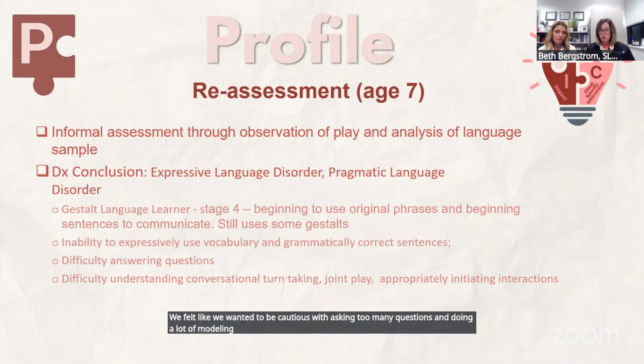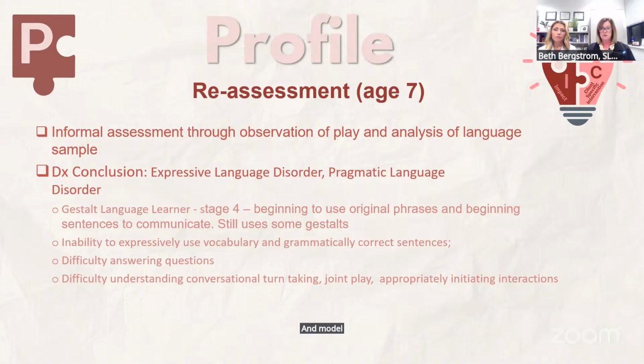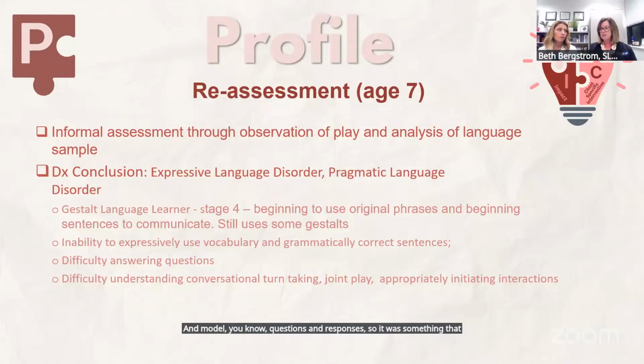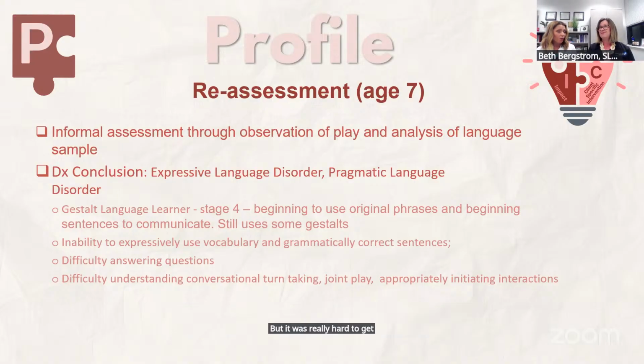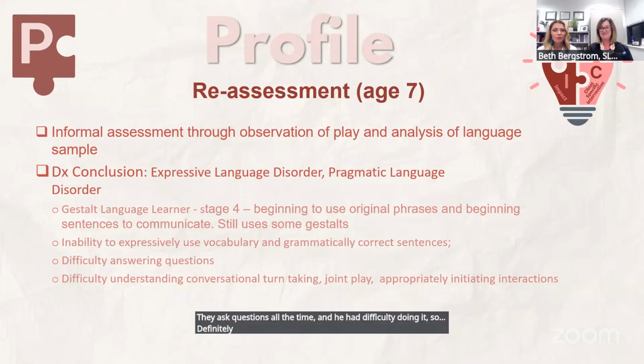But at this point, he was at a level where we felt like we needed to introduce and model questions and responses. It was something we were exploring to push him past another level, really. And it was hard to know what he knew, because we weren't asking him a lot of questions. We were really trying to stimulate that expressive language, but it was hard to get at what he knew. And even in school, they asked questions all the time, and he had difficulty doing it. So definitely something we were concerned with.